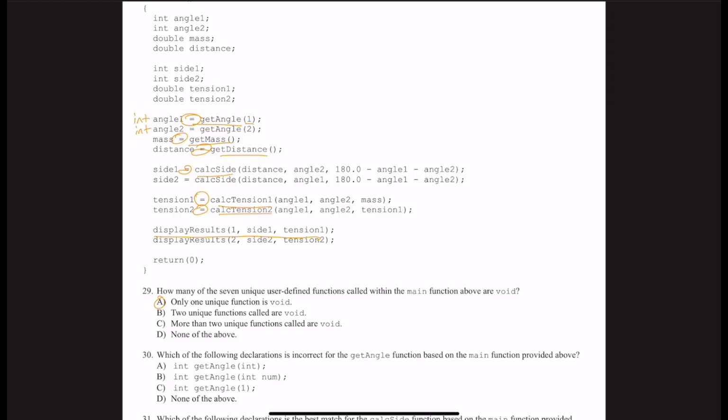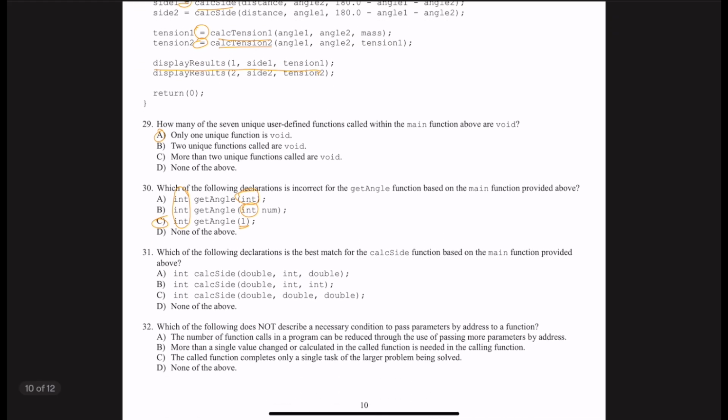We know that it's receiving one number that is at least of int size, maybe more detail. So looking at our options, all three return ints, and then we have int and int, so it's going to be able to receive a number, and we have this constant. Well, we know that our function declaration needs to have the different types of parameters. The names are optional, but it at least needs to give the type. C would be incorrect because it's only giving a value. So therefore, our answer is C.